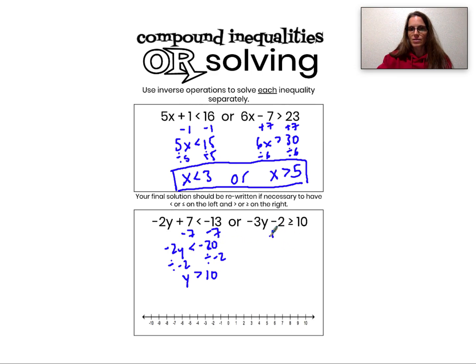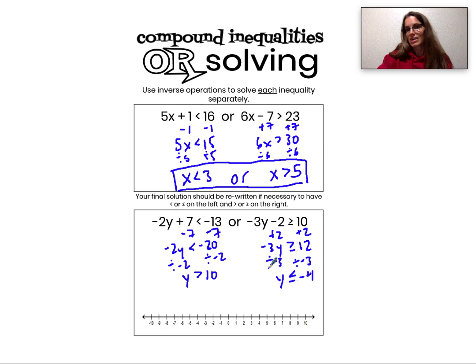Solving the second one, I'm going to add 2 to both the left and the right-hand side. That gives me negative 3y is greater than or equal to 12. Dividing both sides by negative 3, I again need to flip my inequality statement, as I do whenever I multiply or divide by a negative. The solution to this second inequality is y is less than or equal to negative 4.